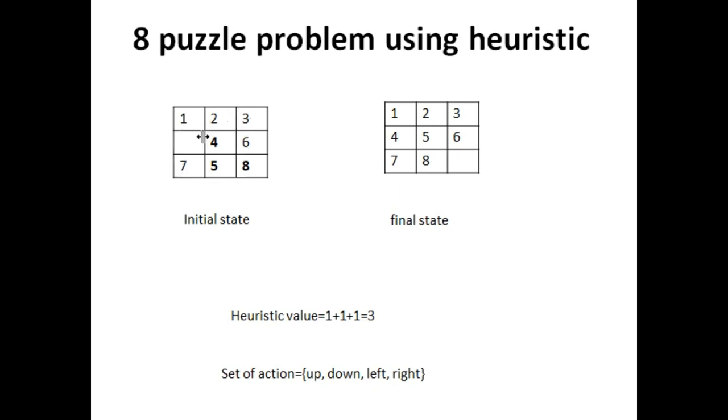So just look at this arrangement, and in the same way the final state is 1 2 3 4 5 6 7 8. So this is our final state. So initial state, final state, what is the set of action? We can move this empty box in upward direction, in the same way down, left and right.